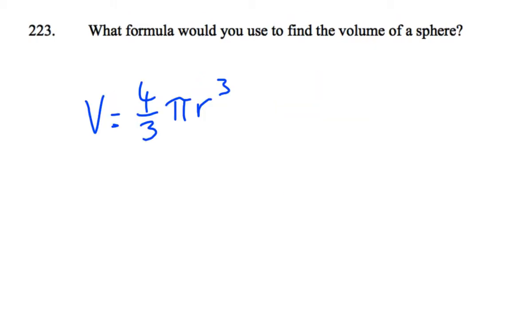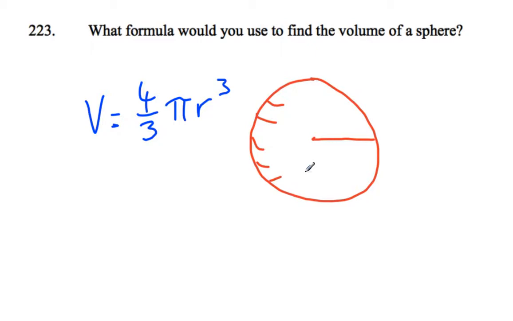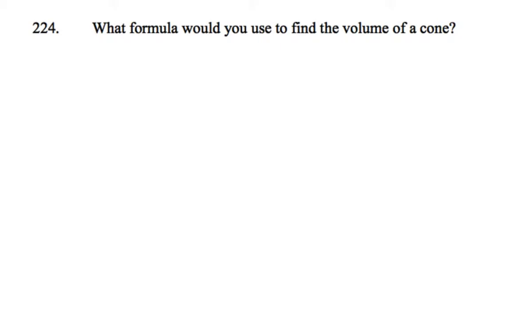Volume of a sphere, 4/3 pi r cubed. And the only measurement we need for that is the radius of the sphere here. I'm not sure how to make that look like a sphere rather than a circle. Not very good at drawing, as you've seen in my other videos, but still. 4/3 pi r cubed, once we know the radius, we'll be right for that one.